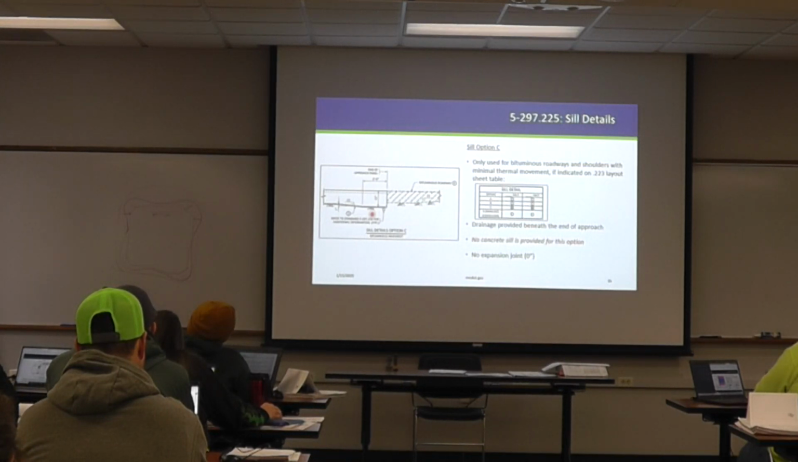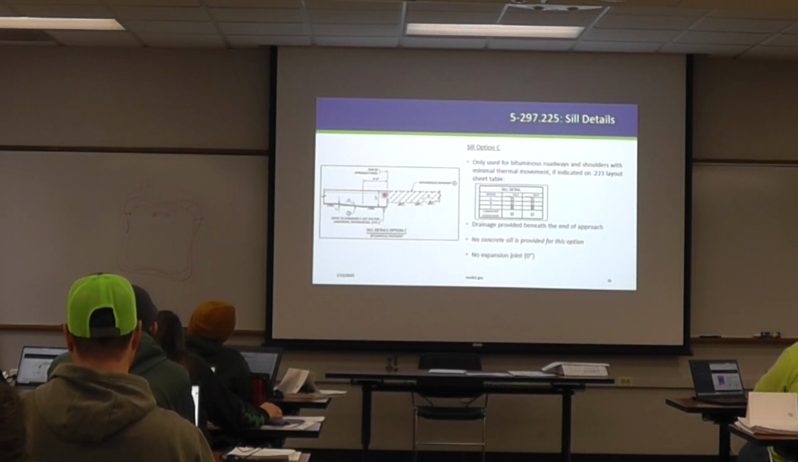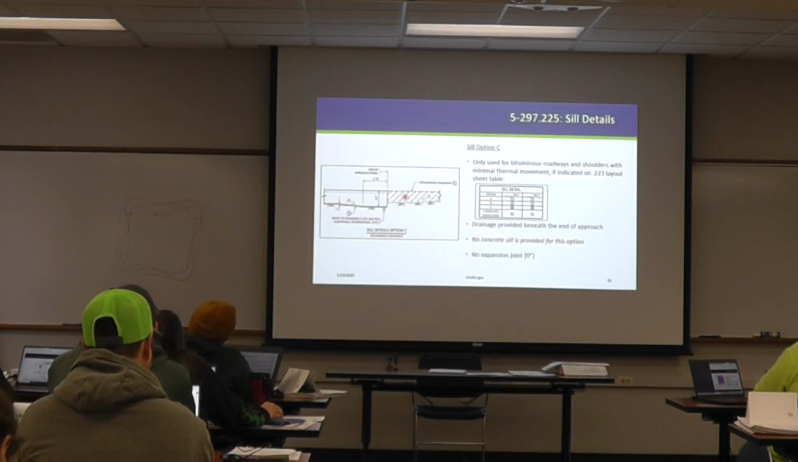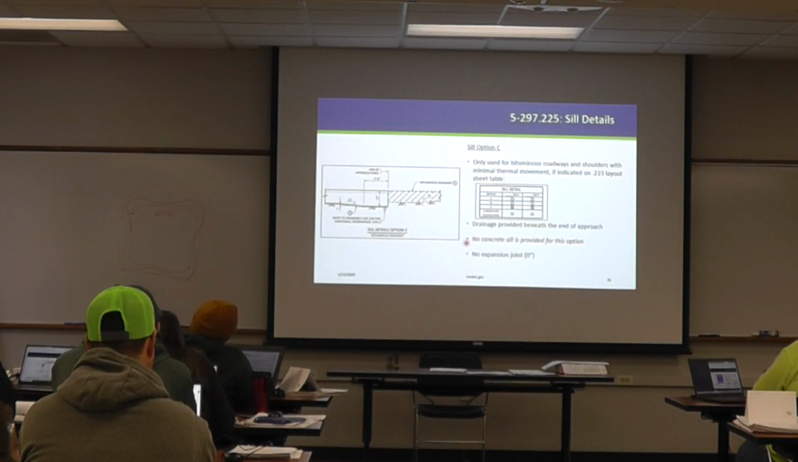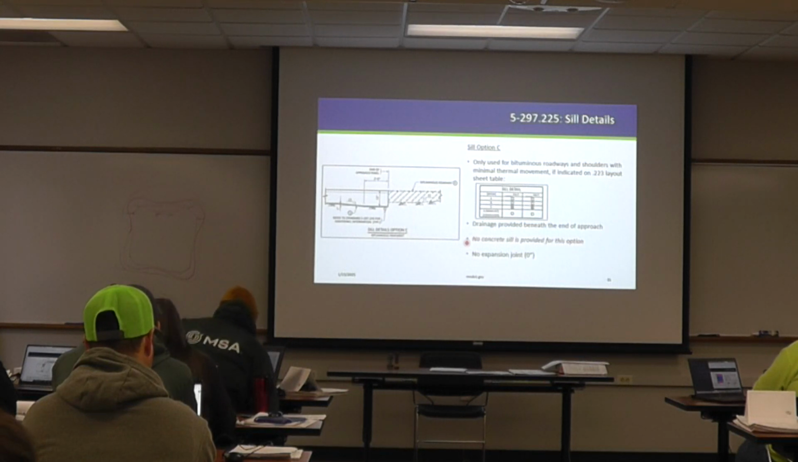The reason why we can get away with this is because bituminous is a relatively soft material compared to concrete, and so if the concrete wants to move, it's not going to have a very big adverse effect on the bituminous roadway. Again, how do you know if this is applicable? I know I'm beating this to death a little bit, but you go to 223, the front sheet approach panels, and you say, oh, I still have option C selected here, maybe here too, and that's how you know that you need to use the sill option as provided on the 225 detail. So again, there's no concrete sill provided, no expansion joint. It's a little unnerving, but we've got confidence that it'll work.